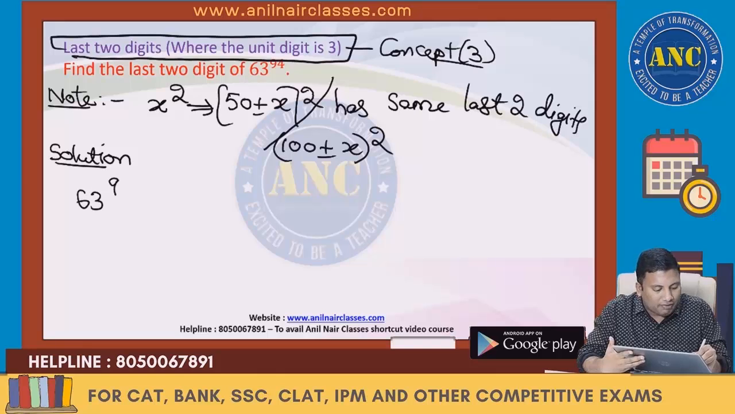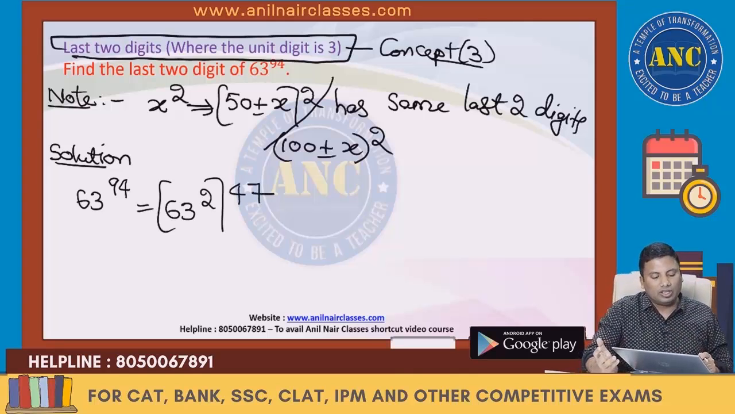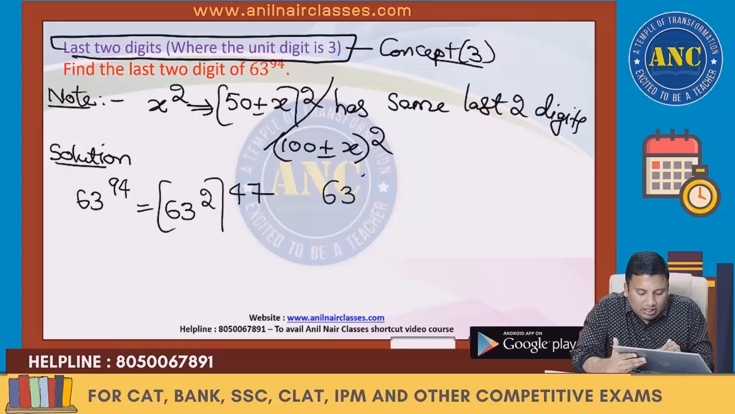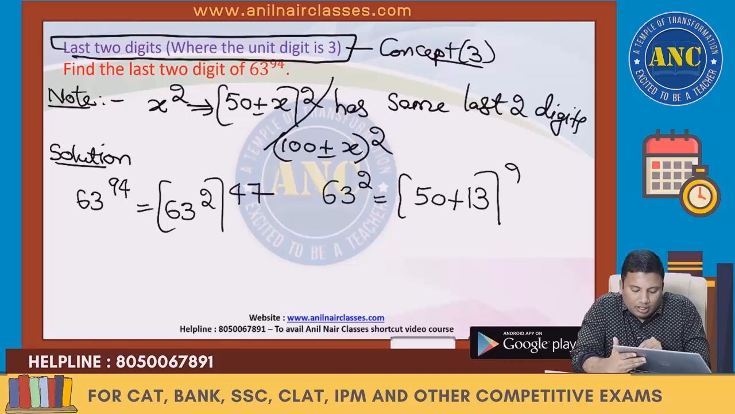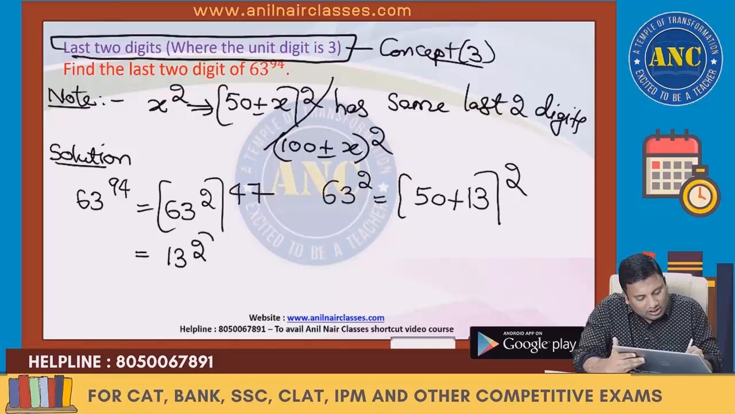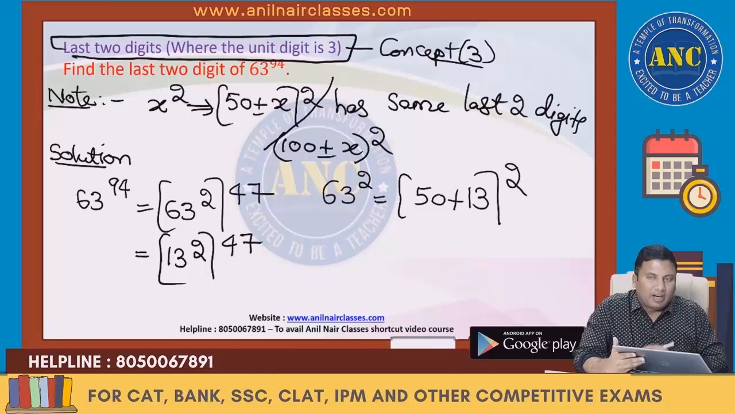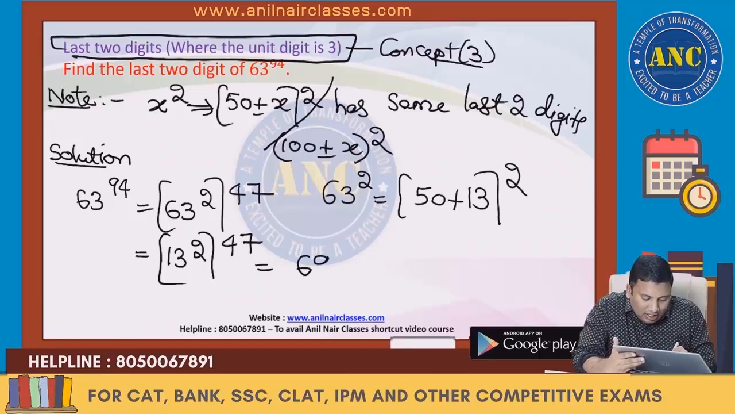63 power 94. First make it into 63 square power 47. 63 square is nothing but (50 plus 13) whole square. For (50 plus or minus x) whole square, the last two digits will be the same as x square. So the last two digits of 63 square are the same as 13 square. 13 square power 47. 13 square is 169. The last two digits of 169 are 69.